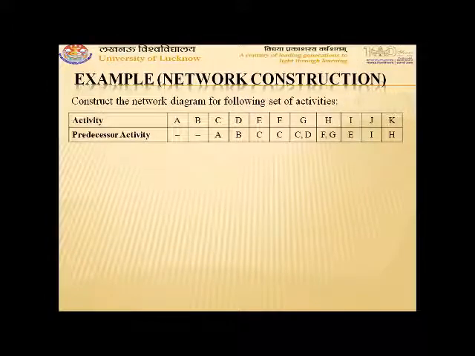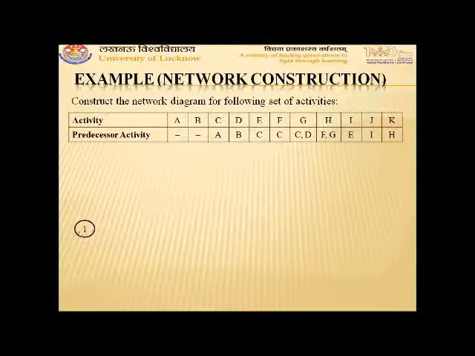Now, for example, we construct the network diagram for the following set of activities. Here we have 11 activities A, B, C, D, E, F, G, H, I, J, and K, and their predecessors are maintained. So for starting the construction of the network, we start with an event, then draw the first activities which don't have any predecessor. So here we can see A and B don't have any predecessor. So we start with activities A and B.